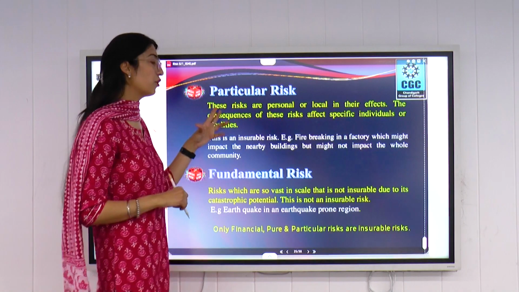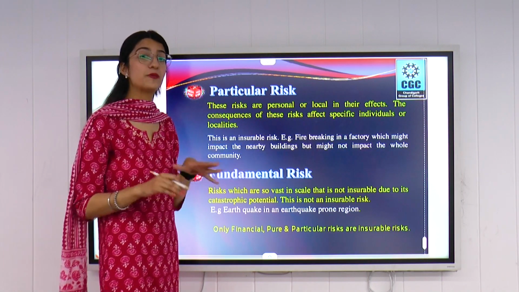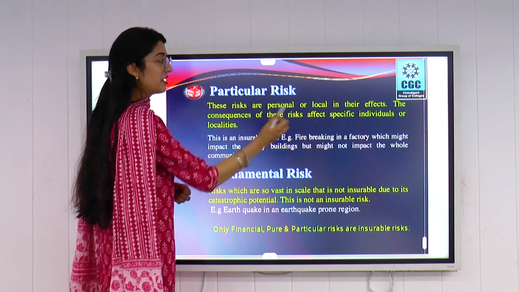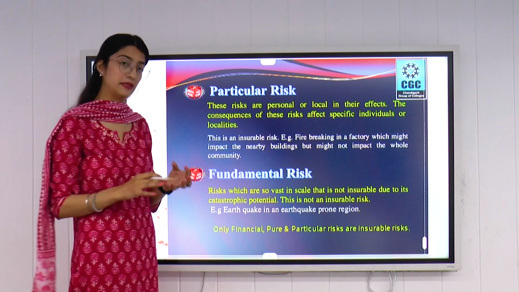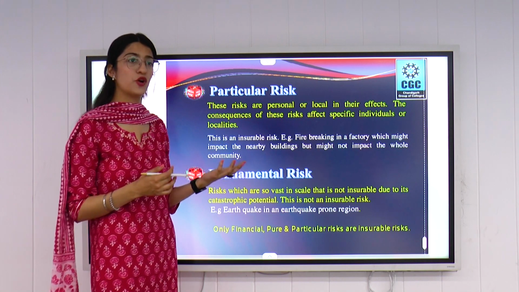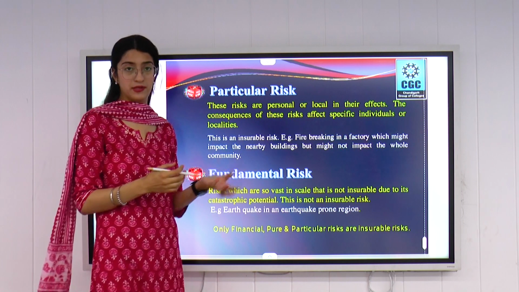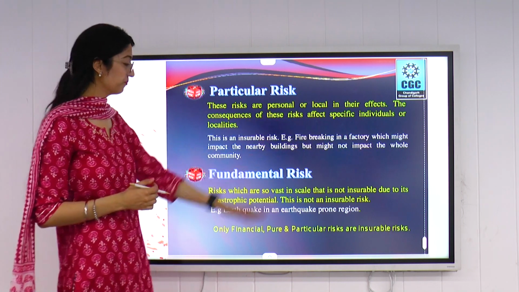Particular risk. Now, particular risk is a major chunk where the policy is sold by the company. Over here, these risks are personal or local in effect. The consequences of these risks affect specific individuals or companies. So here, fire insurance, accident insurance, or vehicle insurance all fall into the category of particular risk, which is basically personal in nature and local in nature.